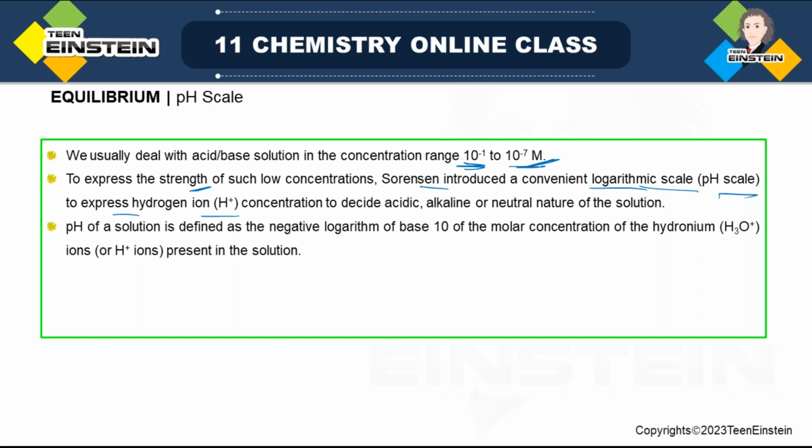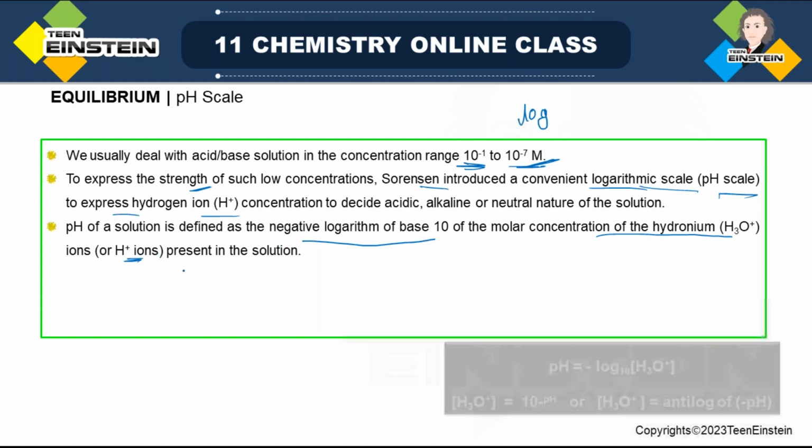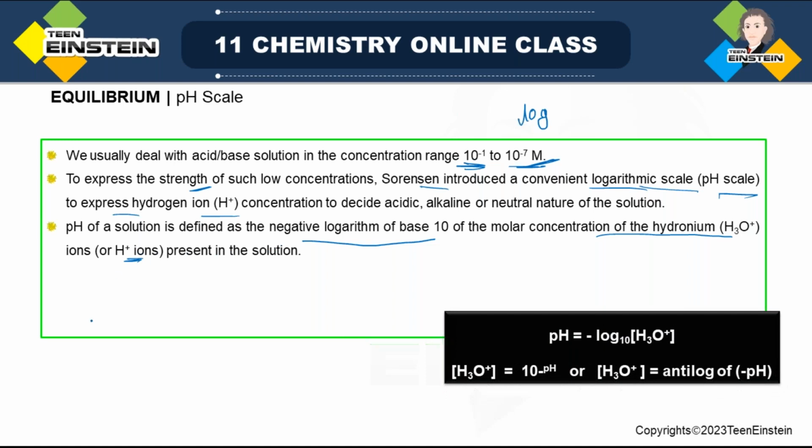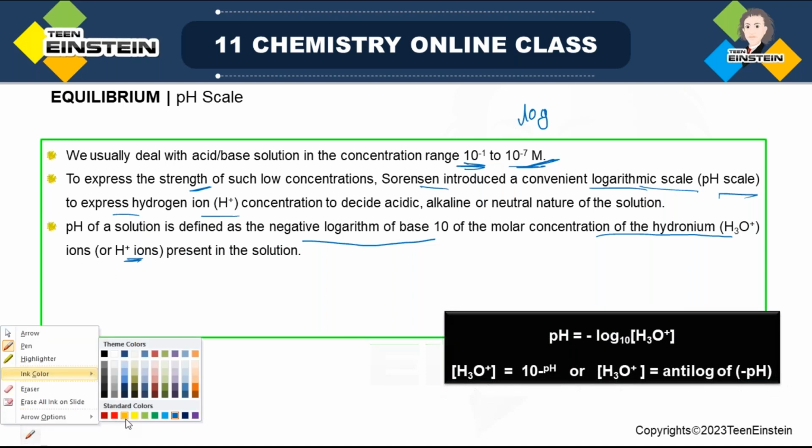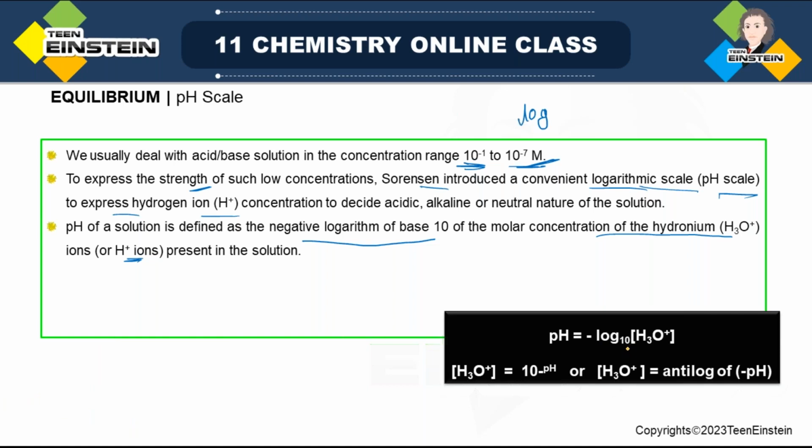So how can we define it? The pH of a solution is defined as the negative logarithm of base 10. Base 10 means we will use log, not ln, and there will be a negative sign. Negative logarithm of base 10 of the molar concentration of H3O plus, or you can write H plus, both are the same, that is present in the solution. So this is the expression we use to denote pH. Negative log 10, even if you do not write 10, it is okay. Simply we write minus log H plus concentration.